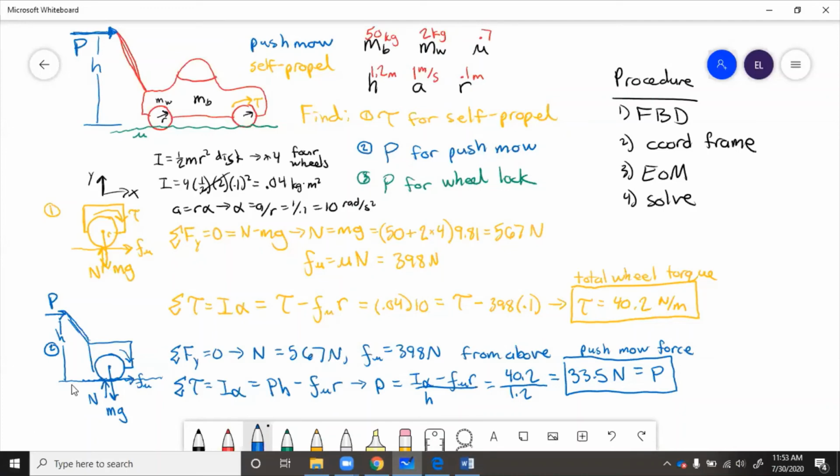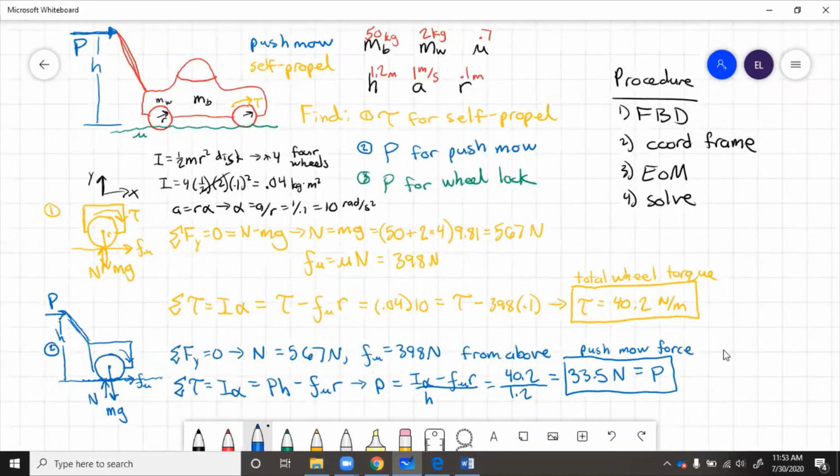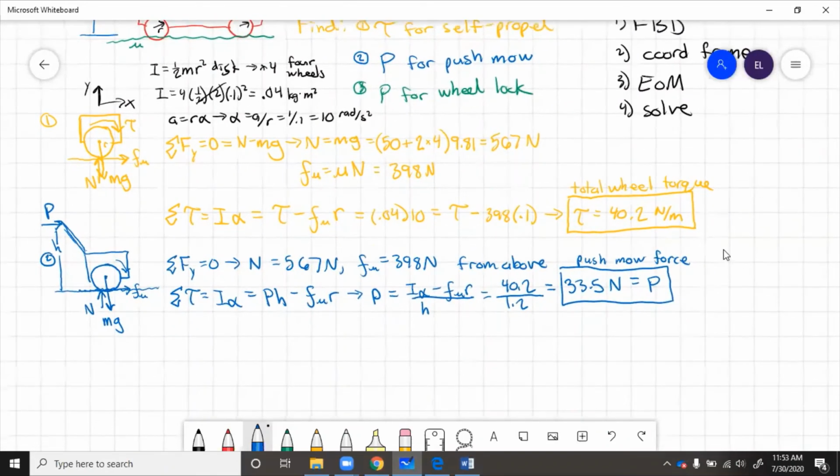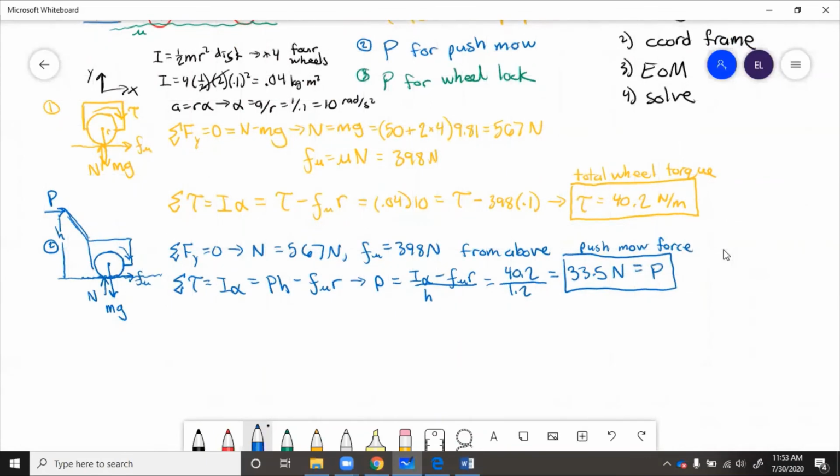If you've got some friction in your wheel bearings, it could be a little higher than that, but really 33.5 is not a crazy amount to push. But if the wheels lock up, we're going to see it gets a whole lot harder. So thirdly, we'll calculate P for the wheels locked.